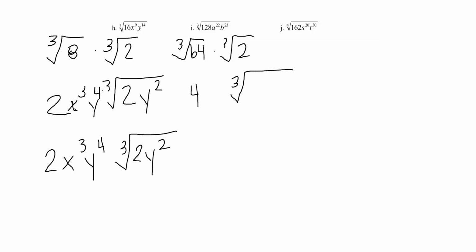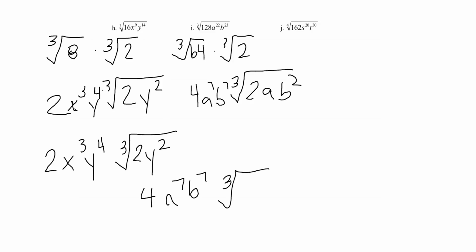Now, 3 divides into 22 7 times. So we'll have a to the 7th out here. And we have a remainder of 1. So I'll put my 2 there and my a that's left over there. 3 also divides into 23, again, 7 times. So I'll have b to the 7th on the outside. But this time I have a remainder of 2. So I'll put that on the inside. So my final answer is 4, a to the 7th, b to the 7th, and then the cubed root of 2ab squared.